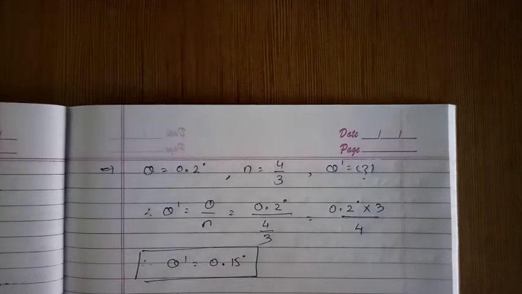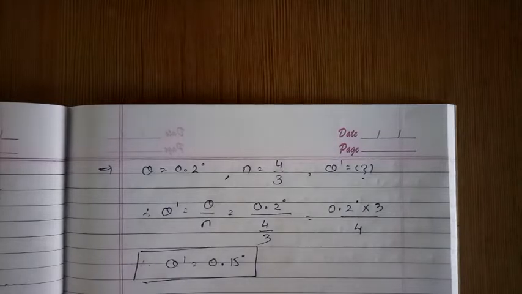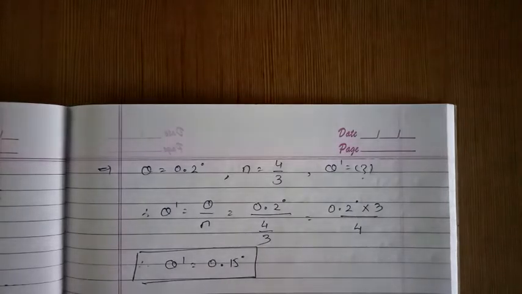So our new angular width if the entire experimental apparatus is immersed in water is 0.15 degree, right? So friends, you have to remember only this formula, theta dash is equals to theta upon n, right? Okay.